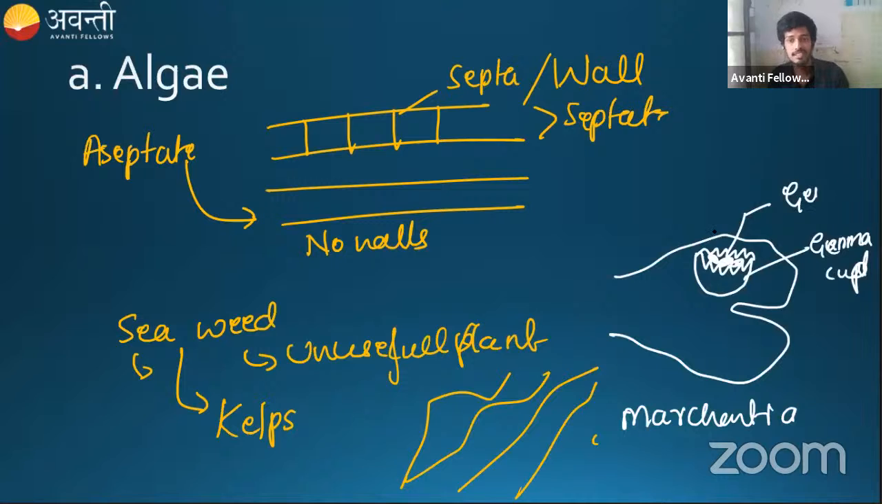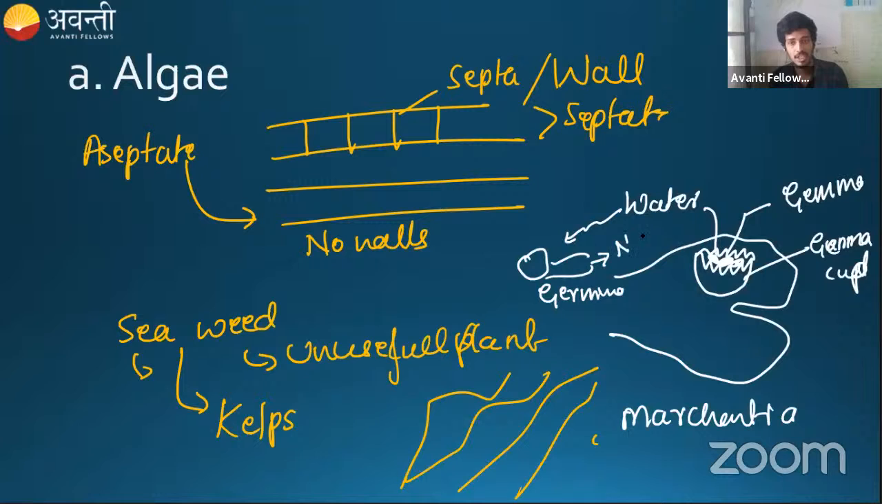This gemma will travel with the water stream. When they get the proper substrate, they will germinate, and after germination they will give rise to a new plant body. So it's an asexual mode of reproduction in the liverworts. In bryophytes, I can say it is asexual reproduction.